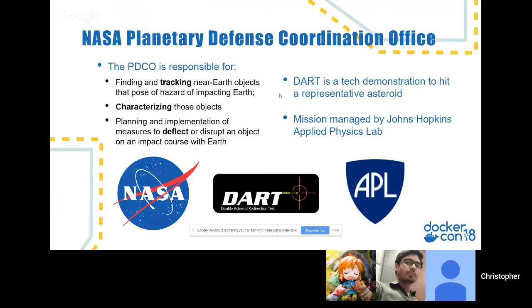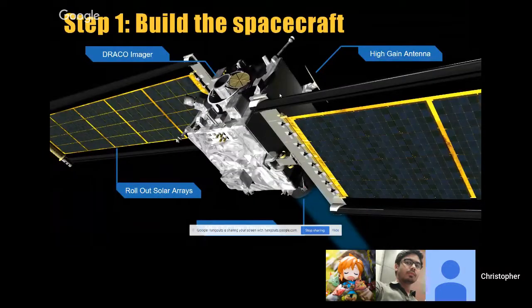So DART is the first tech demonstration to hit one of those asteroids, and it is led by Johns Hopkins Applied Physics Lab, where I work. And so together, us and NASA, we're trying to knock an asteroid off course. So it's a 3-step process. Step 1 is to build the spacecraft.